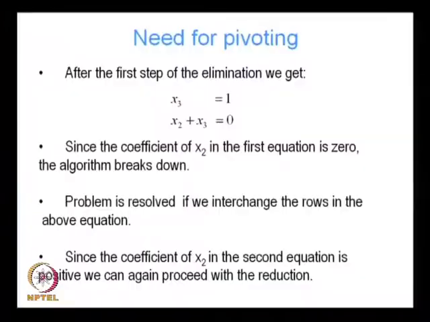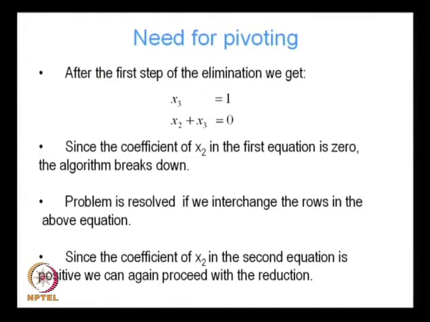x1 plus x2 plus x3 is equal to 1, x1 plus x2 plus 2x3 is equal to 2, and x1 plus 2x2 plus 2x3 is equal to 1. After the first step of the elimination, we get 0x2 plus 1x3 is equal to 1, and 1x2 plus x3 is equal to 0. Since the coefficient of x2 in the first equation is 0, this algorithm is going to break down because the pivot is 0.